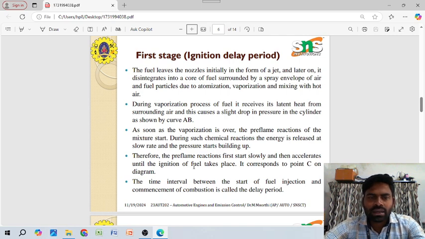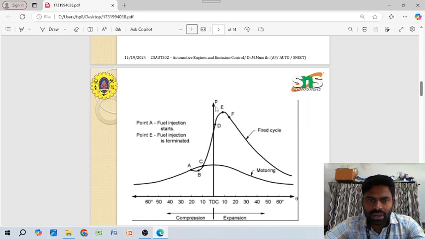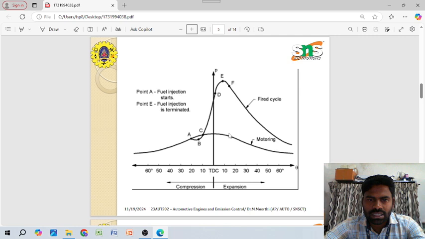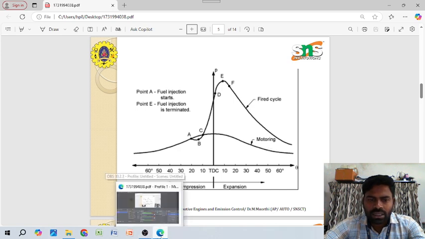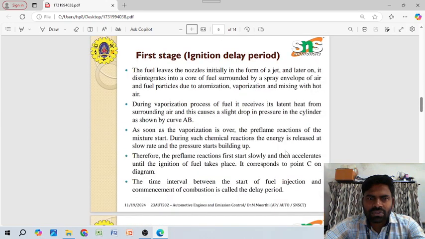In the first stage, this graph indicates the entire combustion process of the CI engine. The curve below is called the motoring curve, which indicates the process without combustion. The higher peak of this fired cycle graph indicates the combustion process. Next, we have the first stage, the ignition delay, that is A to C.